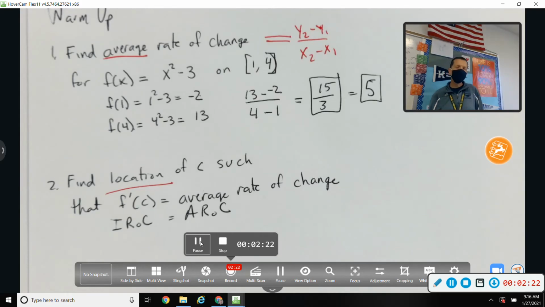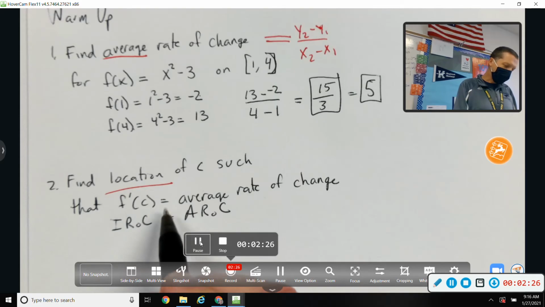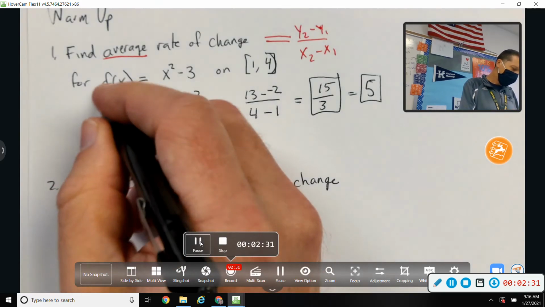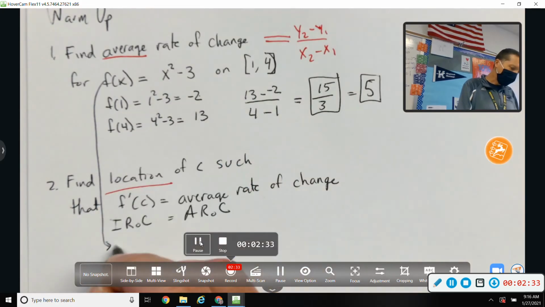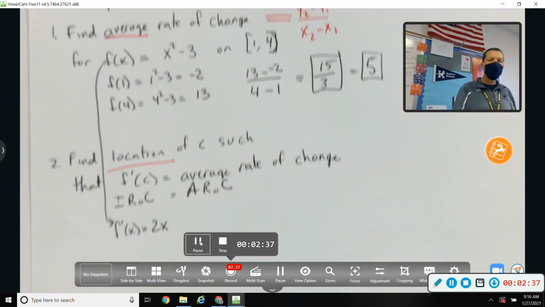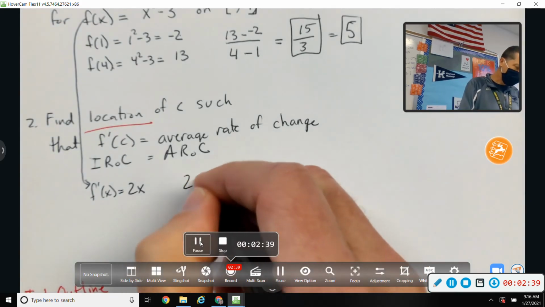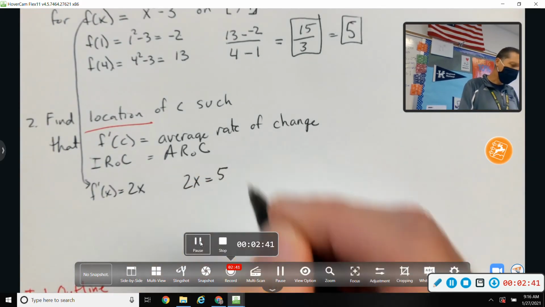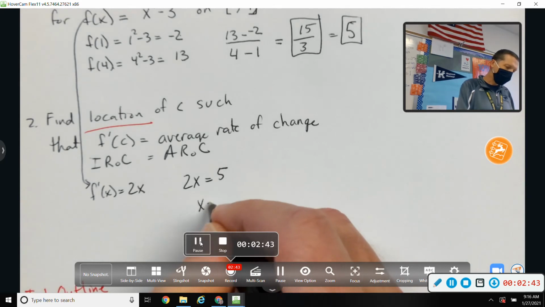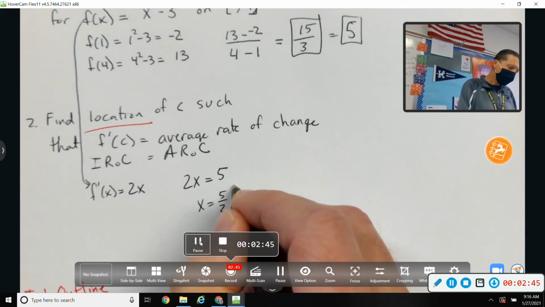So average slope from 1 to 4 is 5. Next question says, find where the instantaneous rate of change, so the derivative f prime of x would be 2x, and we want to know where that equals the average rate of change, so that would be at 5/2.